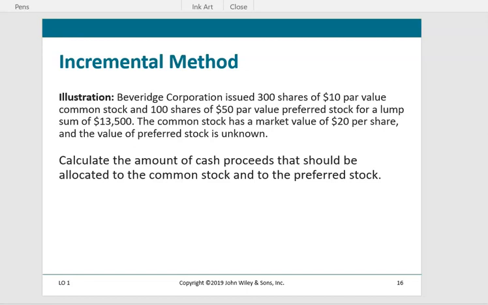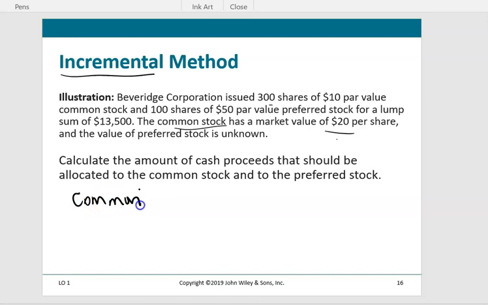In this case, when we don't know how much to allocate to the two types based on market value, what we do is we say, well, we do know how much gets allocated to the common stock. The incremental difference between what we received, the cash proceeds upon issuance, and the amount that goes to the common stock, the 300 shares times the $20 market price, that difference goes into the preferred stock account. So calculate the amount of the 13,500 that goes to common versus preferred, similar to before.